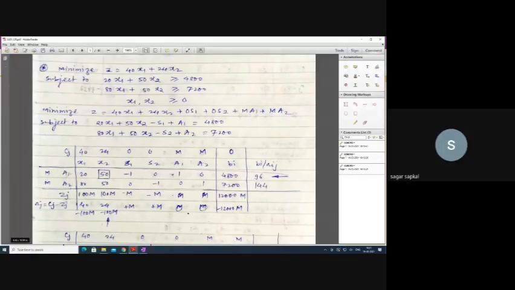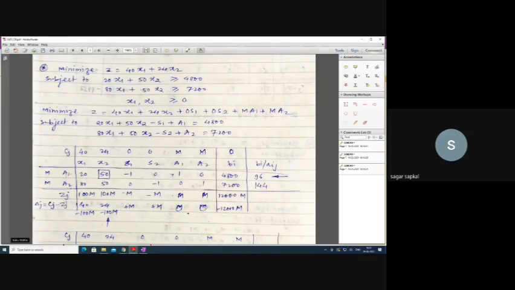Okay. Now, if you take A1 equal to 4800 and A2 equal to 7200, that means we are starting with artificial variable present in the base. If you put those values in the objective function, plus M into A1, that is 4800, and plus M into A2, that is 7200, you will get a Z value which is very, very big. That means at the infinite level.